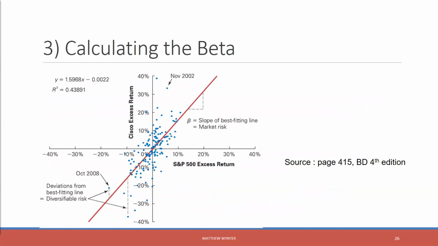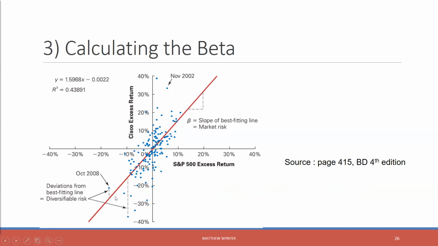So here we've got the excess return for Cisco. That's the return for Cisco minus the risk-free rate. And then we've got the excess return for the S&P 500. That's the return for the S&P 500 minus the risk-free rate. So each of these dots corresponds to the return for Cisco on a day and the return for the S&P 500 on that day.